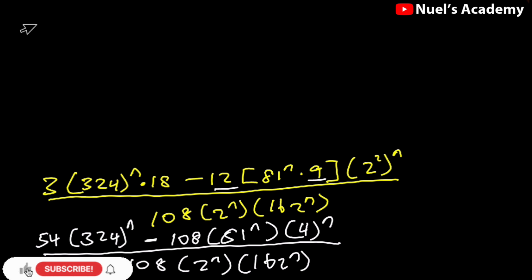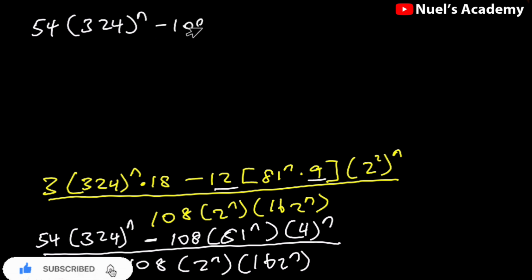So we have 54 into 324 raised to the power n, then minus 108 into, now 81 raised to the power n multiplied by 4 raised to the power n. So we're going to multiply 81 times 4 and then raise the answer to the power of n. So 81 times 4 is equal to 324. So we have 324 raised to the power of n.